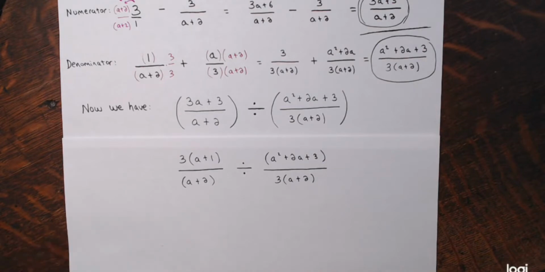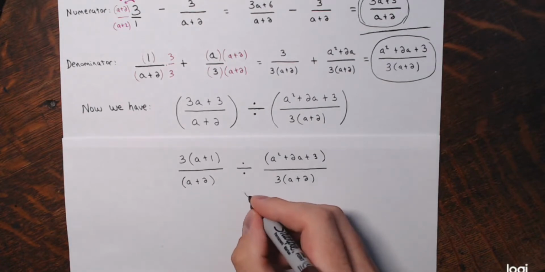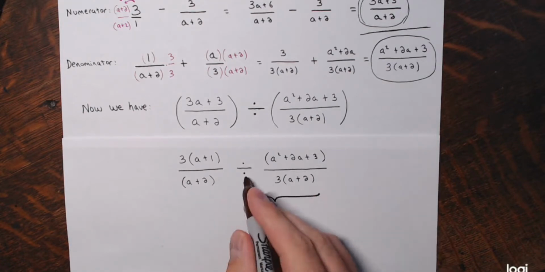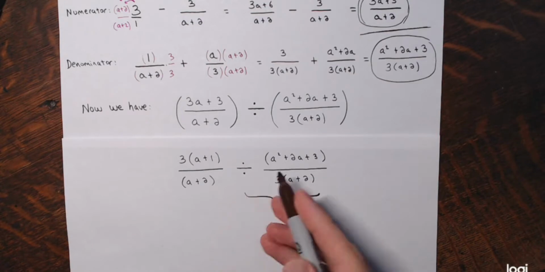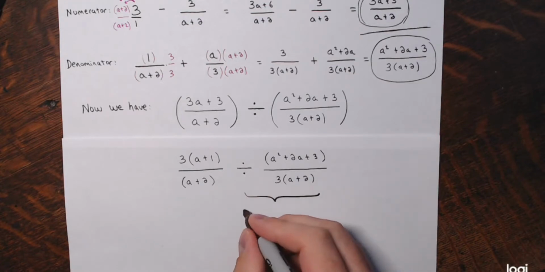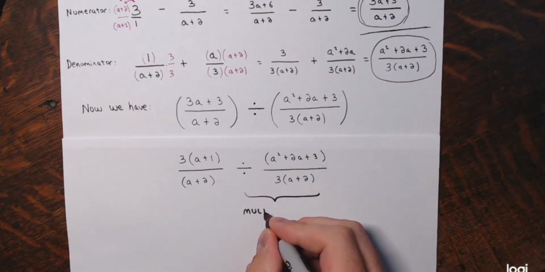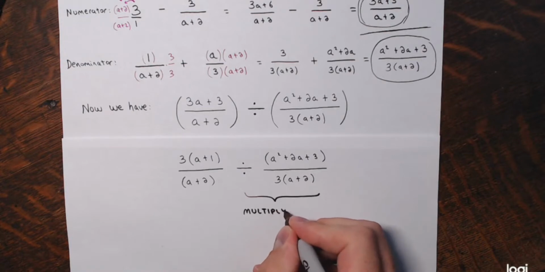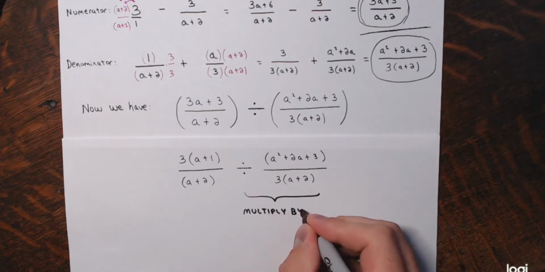Right, so I've factored all the numerators and denominators of these fractions. And then you have to recall that when you're dividing by a fraction, or when you're dividing by anything, you can rewrite it as a multiplication problem, right? You rewrite it as multiplying by the reciprocal of that fraction.